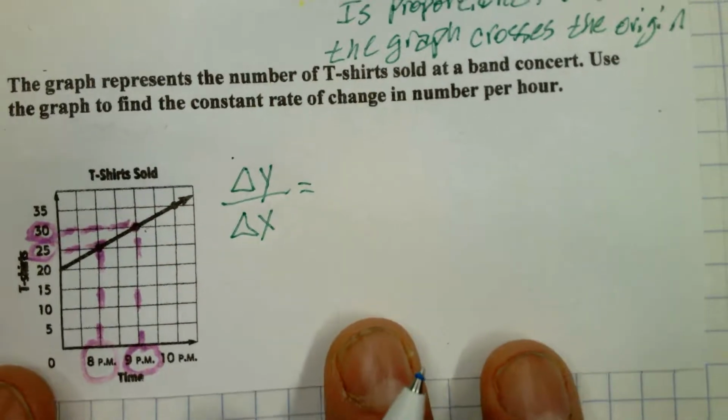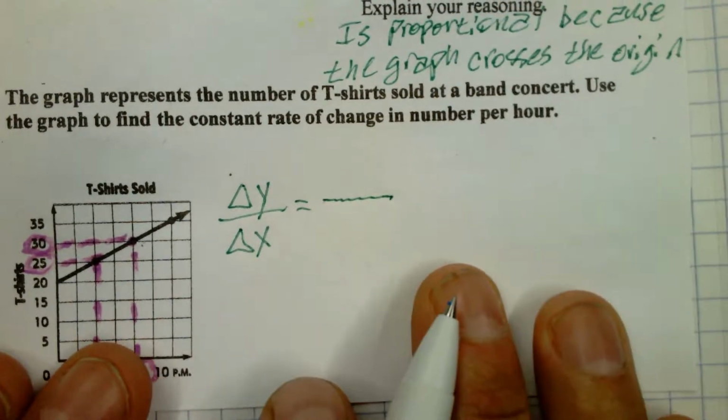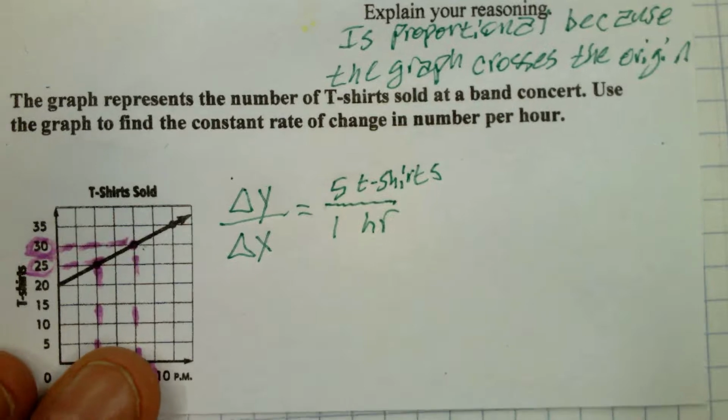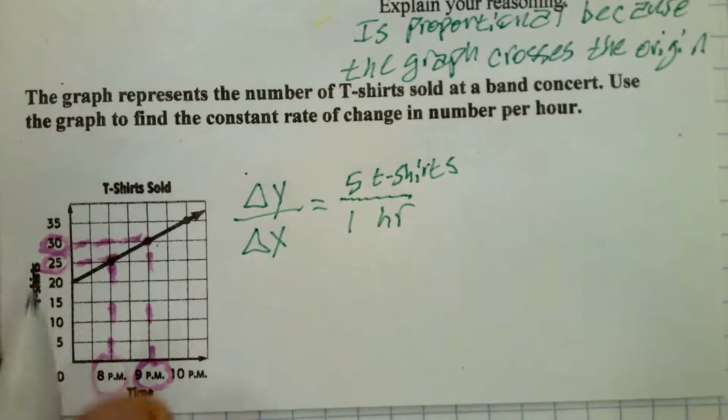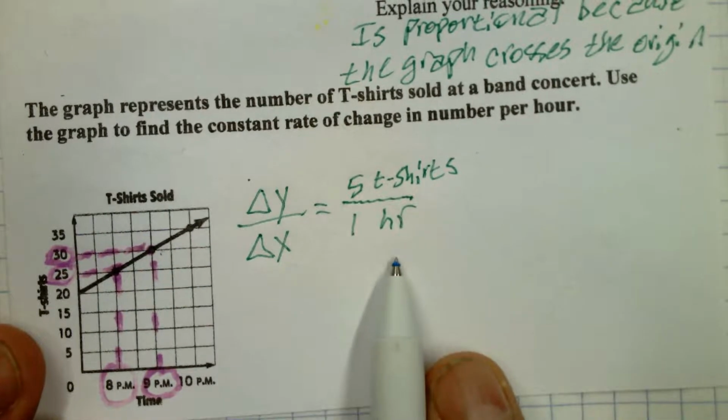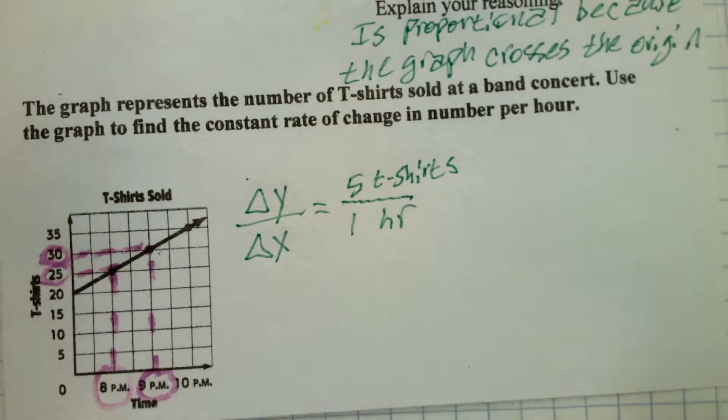All right, so what was the difference in the amount of t-shirts? 5 t-shirts. Per 1 hour. And so, yeah, we went from 25 to 30, that's 5. We went from 8 p.m. to 9 p.m., that's 1 hour. So it's 5 t-shirts every hour.